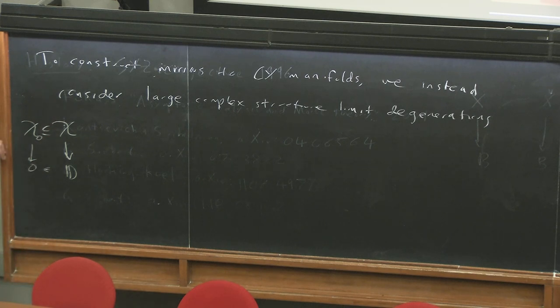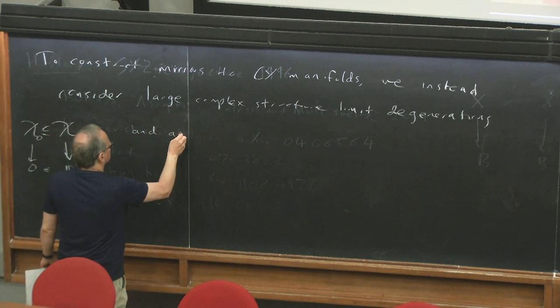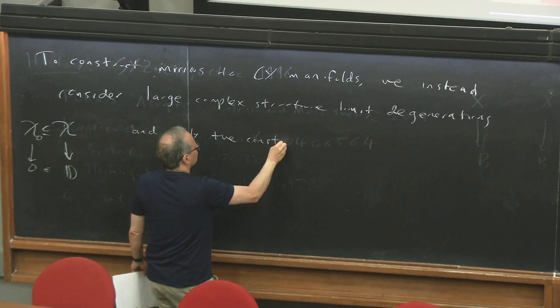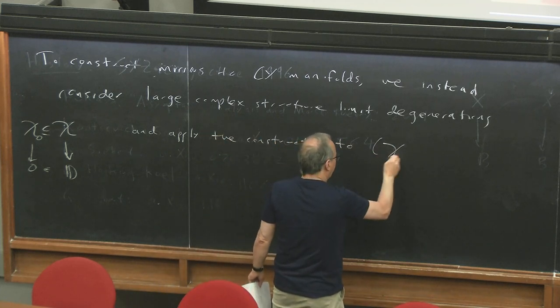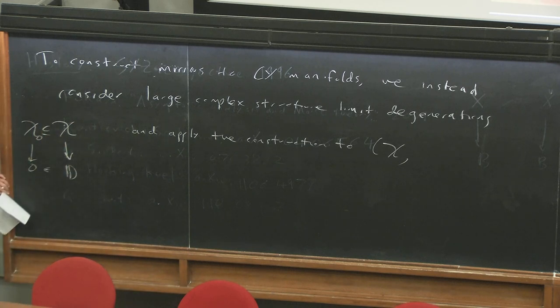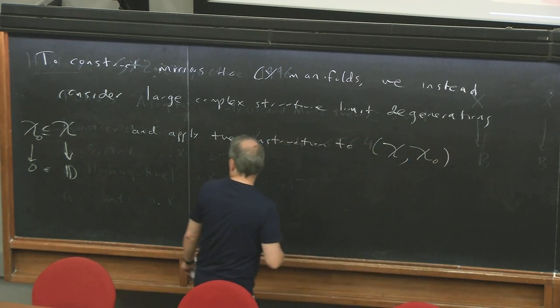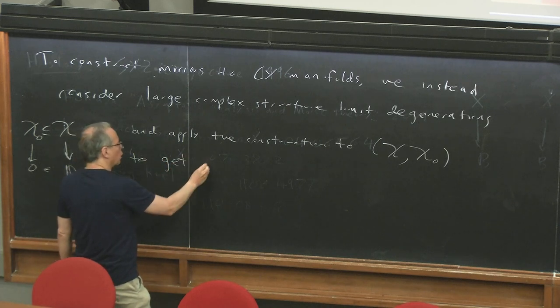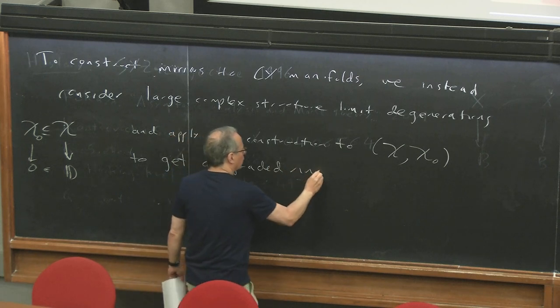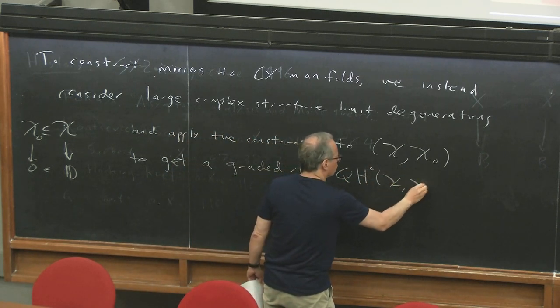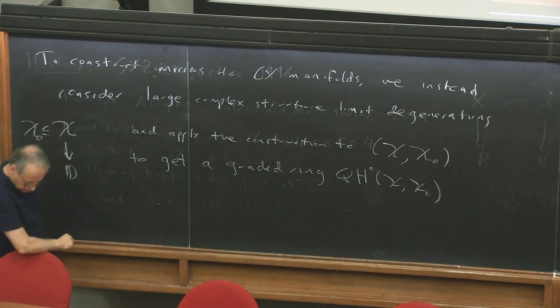Think, for example, of degenerating the quintic threefold to a union of hyperplanes in P4. And we apply the construction to the pair X, so this is now a manifold of one higher dimension, and with the divisor X0. And it turns out in this case we get a graded ring, QH0 of X, X0, which should be the homogeneous coordinate ring of the mirror.